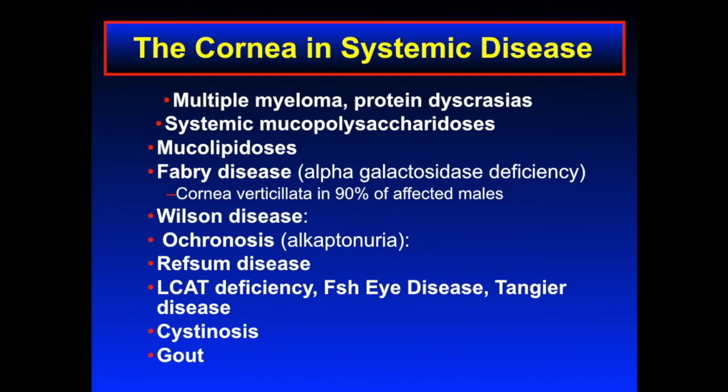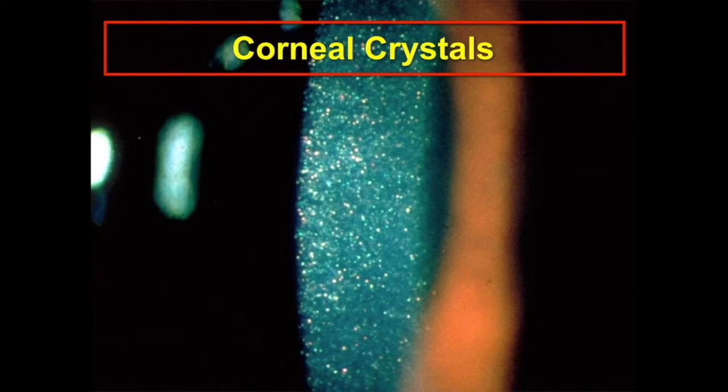Corneal and systemic disease, you can have deposition of abnormal immunoglobulins in cases of multiple myeloma or monoclonal gammopathy of unknown significance. This can occur as crystals in the epithelium or amorphous deposits in the deeper stroma. Fabry's disease has cornea verticillata. We talked about Wilson's and ochronosis and the lipid disorders. This is an example of corneal crystals in a patient with multiple myeloma.